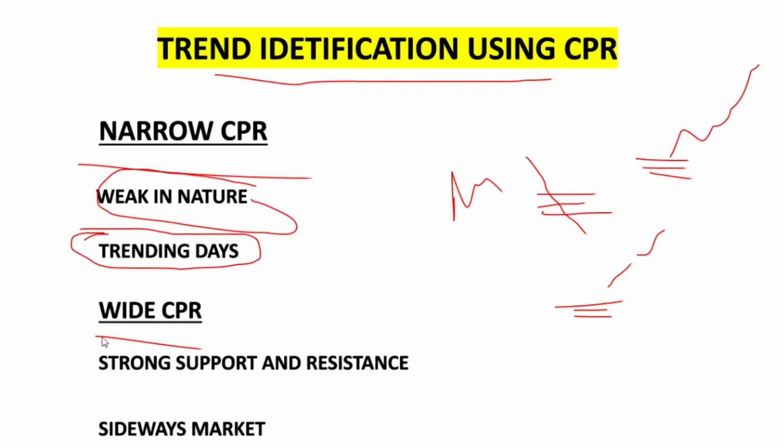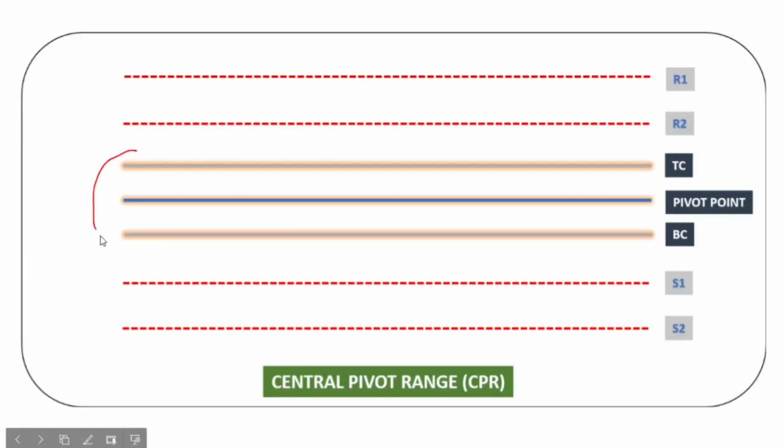Another type is wide CPR. Wide CPR means this CPR range will be very wide. As we saw in narrow CPR, the three lines will be very close. But in wide CPR, you can see a wide range of CPR. You can see a top CPR here, a bottom CPR here, and the central pivot range here. So this wideness will be there whenever wide CPR appears.